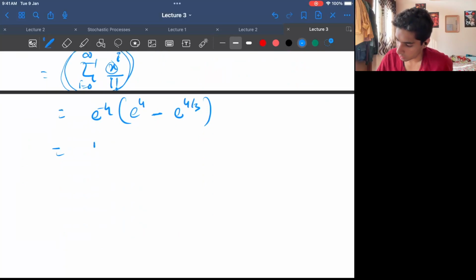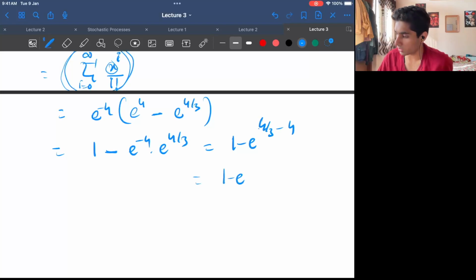And this will become e raised to 4 into 0, which is e raised to 0, which is 1, minus e raised to 4 into 4 by 3, which will become 1 minus e raised to 4 by 3 minus 4. This will be 1 minus e raised to what will this be? 4 by 3 is 12 by 3... 4 minus 12 by 3, which is minus 8 by 3. Now you can calculate this thing using a calculator, but yeah, this is the value.